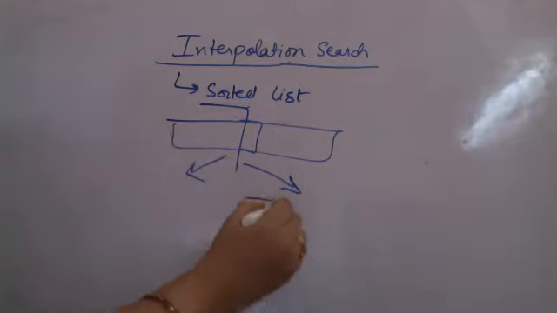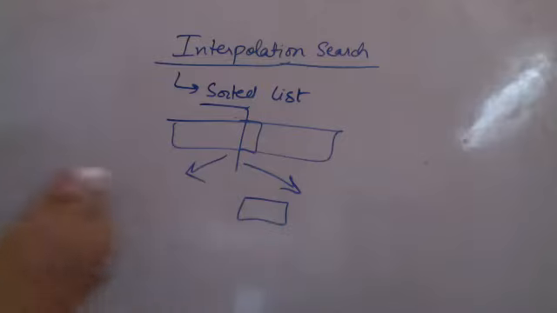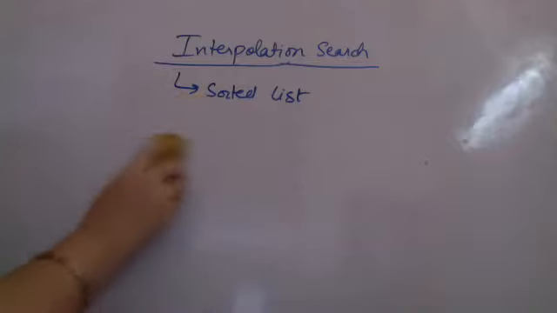Then it will again break. Either it will search in the left or the right and so on. That is why the searching is taking log n time. Now, interpolation search tries to even reduce that time.